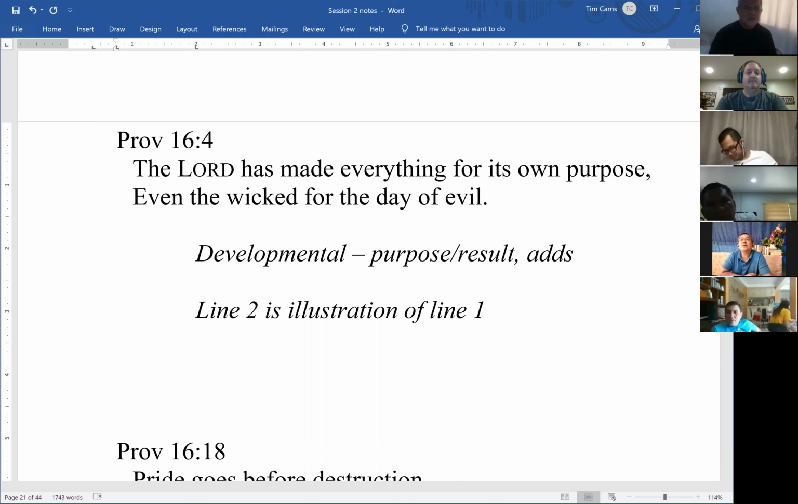Okay, this again is not easy. Okay? I think that's the best. We know for sure it's developmental. All right? So all we're trying to figure out is how does it develop it.